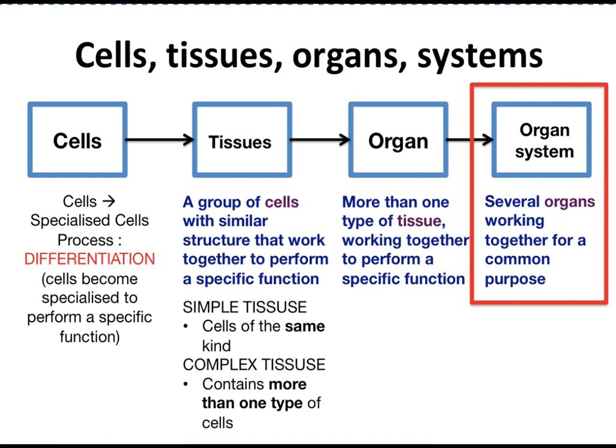An organ system is where organs come together to perform a uniform purpose. This includes your digestive system, circulatory system, and respiratory system in humans, while in plants, this includes your shoot system and root system. These organ systems will then come together to form an organism.